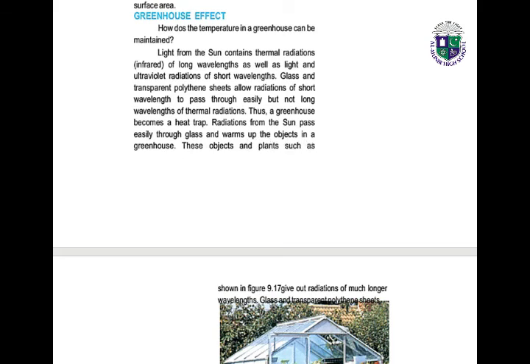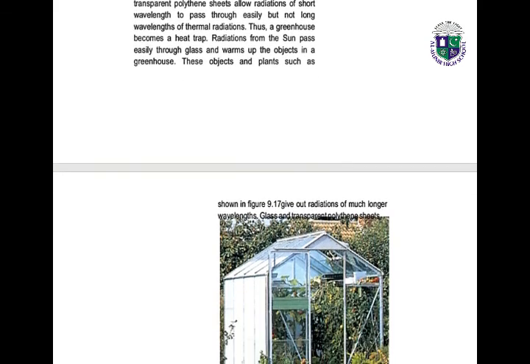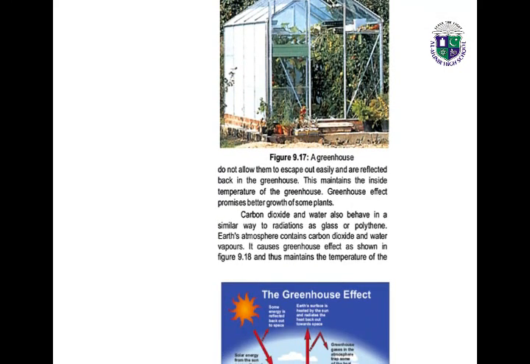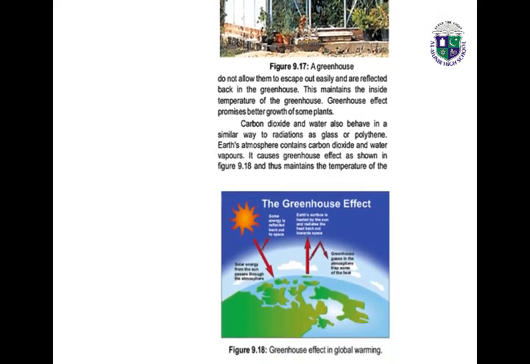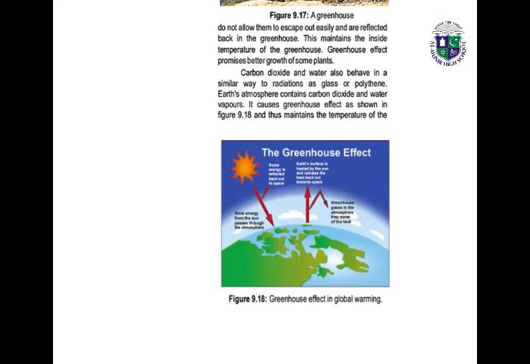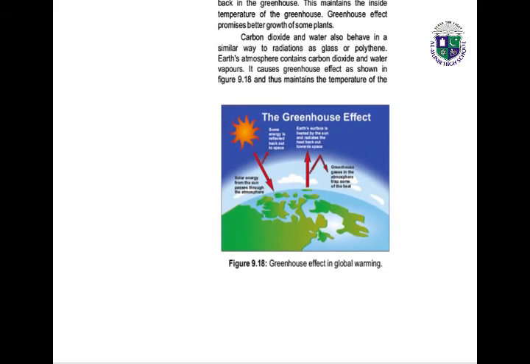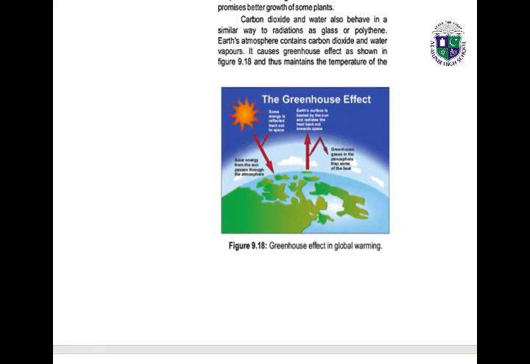These objects and plants do not allow them to escape out easily and they are reflected back in the greenhouse. This maintains the inside temperature of the greenhouse. Carbon dioxide and water also behave in a similar way to radiations as glass or polythene. Earth's atmosphere contains carbon dioxide and water vapors. It causes the greenhouse effect as shown in figure 9.18. So this figure shows the greenhouse effect.